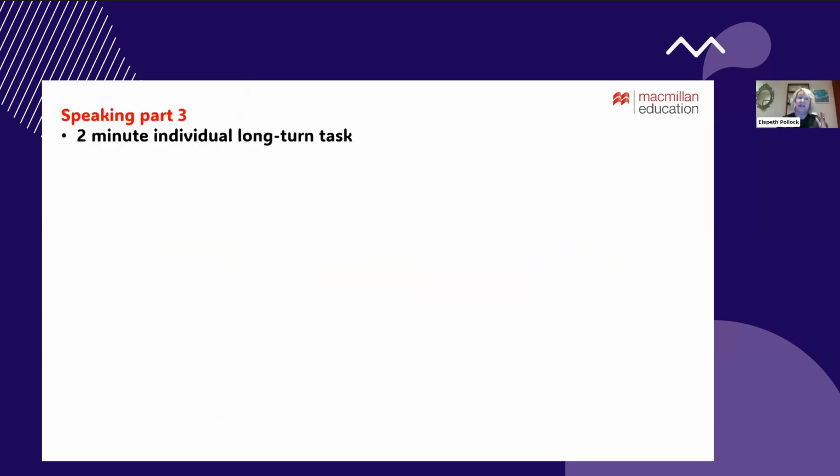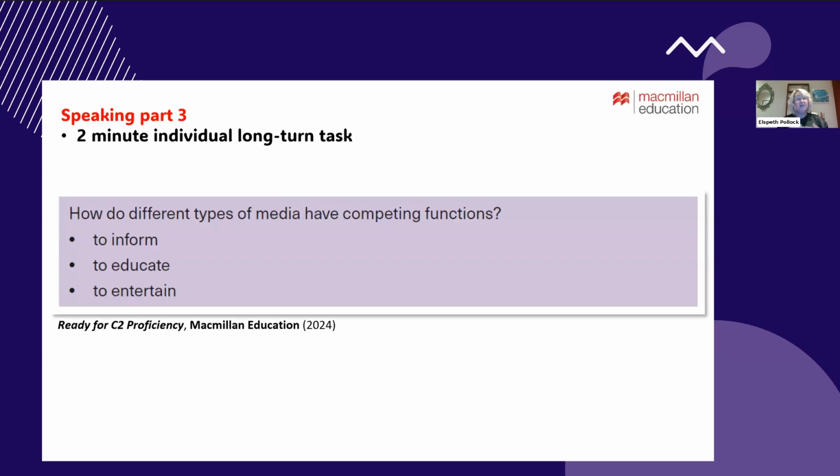For example, speaking part 3 is a 2-minute individual long-term task. Here's an example. Students are given a question with some bullet points, 3 bullet points that they can use in their answer or not. It doesn't matter if they do or if they don't, but they have to talk for 2 minutes about that question.